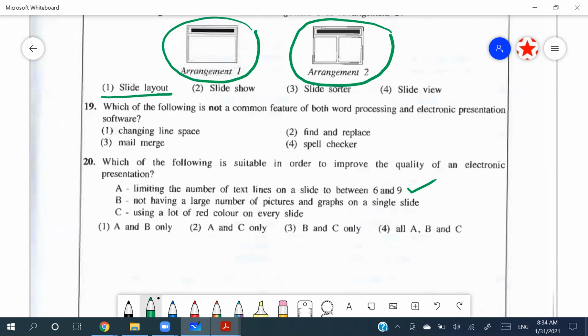So not having a large number of pictures, yeah, will make it effective. Using a lot of red color on every slide, no, that is going to be a problem to the audience, because the presentation looks very red. And again, there is no specific rule that you have to use red color to make it effective. You can use many more colors. The only thing, the colors should be contrast.